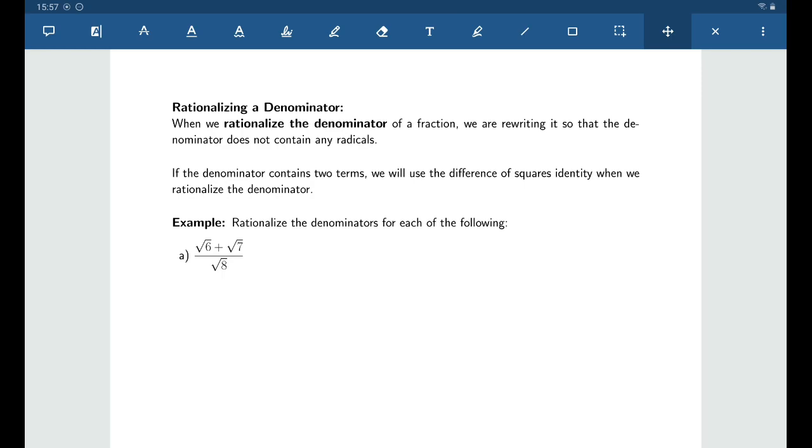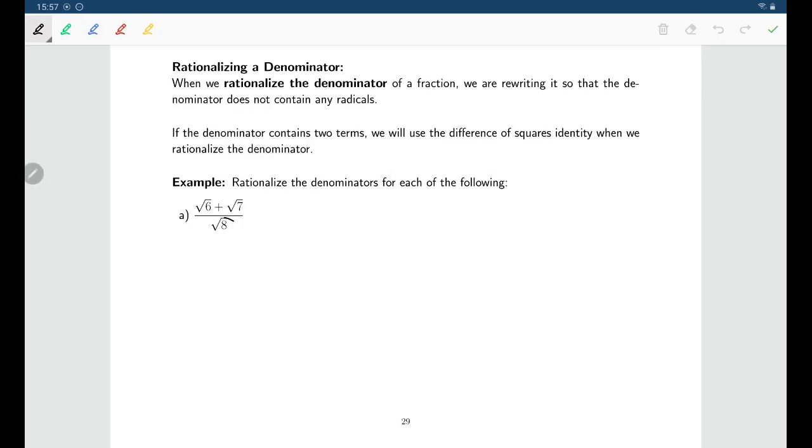Those roots would also need to be written in such a way that if they're in a fraction, they're not in the denominator. Now, there's two options as to what we can do, depending on what the denominator looks like. It'll either be something where we have one single term in the denominator, or we might have two terms in the denominator.